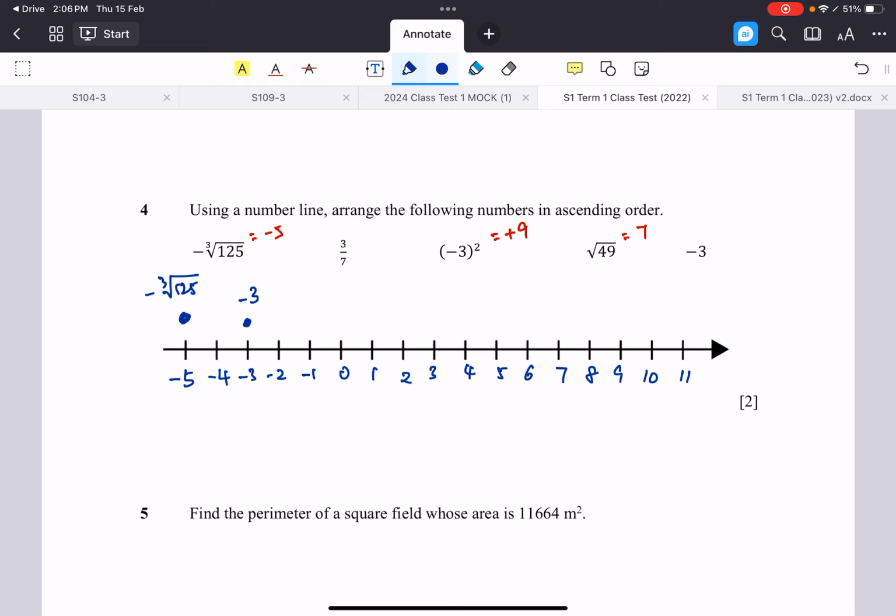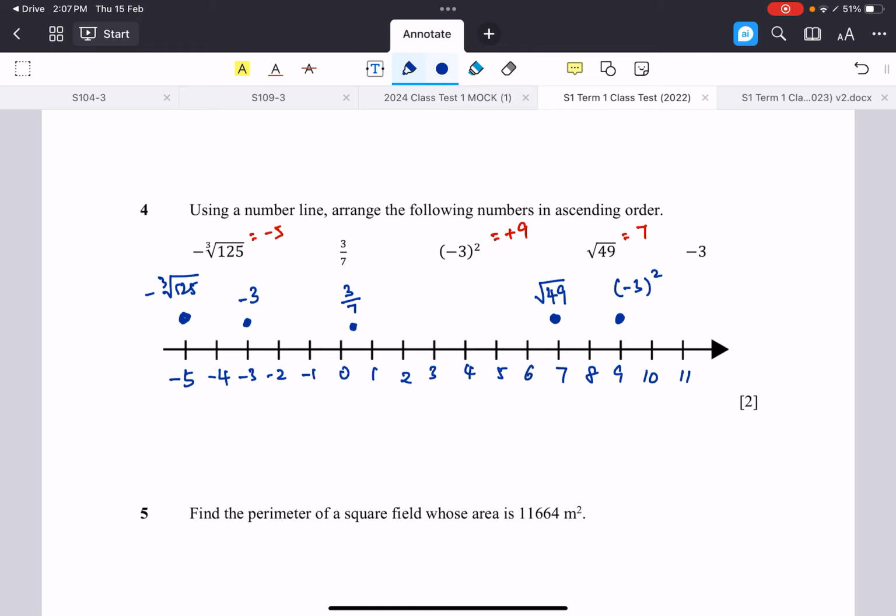The next number that we will encounter is actually 3 over 7. 3 over 7 is in between 0 and 1, so it will be somewhere here. And then we label it accordingly, right? And then we have 7. But of course, we follow whatever is given in the question. So we put square root of 49 here. And finally, positive 9, this is over here, negative 3 squared. So this is what we get. Okay, so this is your number line.